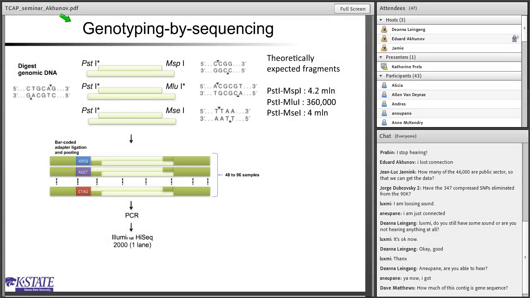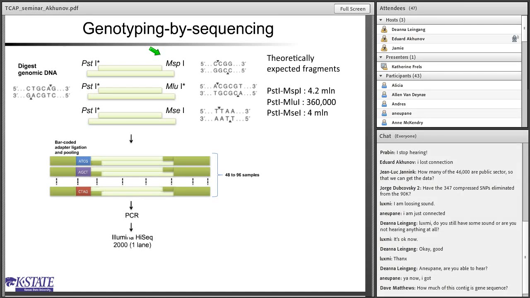In the TCAP project, we're also exploring the genotyping by sequencing approach, and many of you probably have heard about that. It is based on the restriction digest of genomic DNA with restriction enzymes. In our case, we are using the PstI restriction enzyme that is methylation sensitive, in combination with other enzymes, and mostly we focus on MspI. This work is done in collaboration with Jesse Poland.